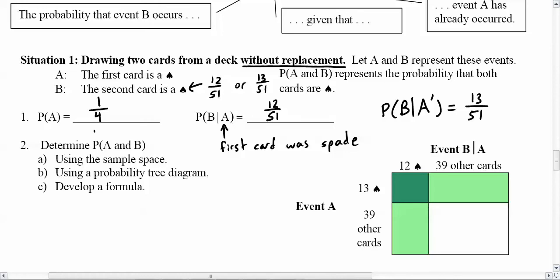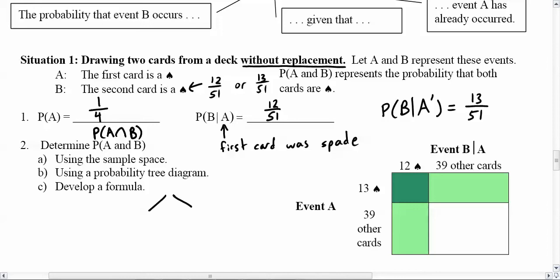And I think on your paper it's written as the probability of A intersect B, which is the same as A and B. So now we want to find out what's the chance that the first card's a spade and the second card's a spade. And this is really nice to do with a tree diagram, because we only have 2 trials, so the tree's not going to get too big. So we'll make a tree.